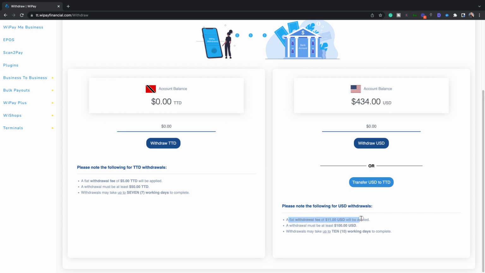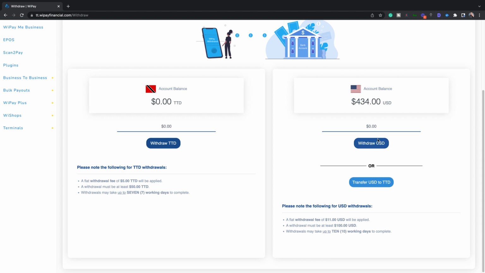So as you can see, here are the fees. If we were to do a withdrawal, it's going to charge 11 US dollars if we are going to put it into our US account. So they're going to charge us $11 to deposit the US into our local US account, and you need to have a minimum of $100 US in this account balance in order to make a withdrawal. You then need to allow up to 10 working days for the money to be reflected in your local bank account. All right.